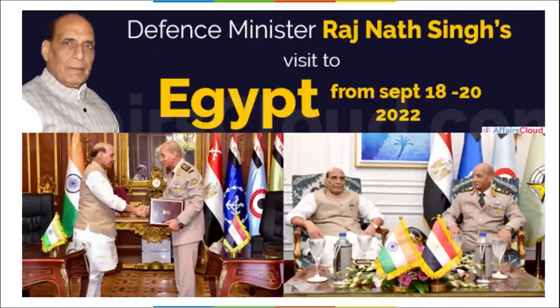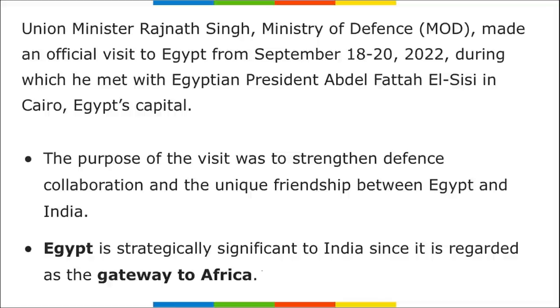Moving on, next we are talking about Defense Minister Rajnath Singh, who visited Egypt from 18 to 28th of September. Remember this. Some MOUs were signed. The basic purpose of this visit was to strengthen the defense collaboration and the unique friendship between Egypt and India. Egypt is strategically important to India since it is regarded as the gateway to Africa. And we know all the countries around the world are now focusing on shifting to Africa. They all want their presence there because Africa has very rich minerals.